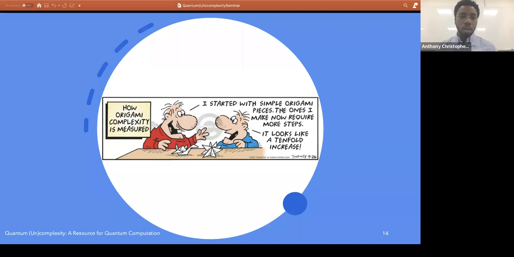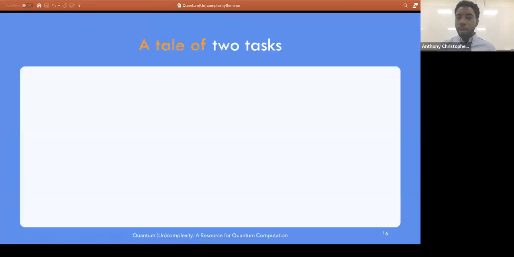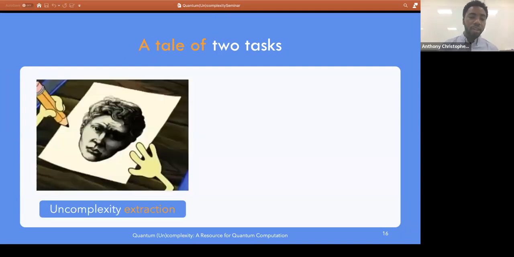Okay. So now we have defined the resource theory of uncomplexity, and we want to move on to the operational task of the theory. There are two operational tasks that we discuss in our paper. The first is uncomplexity extraction. We want to start off with some arbitrary state and extract out uncomplex qubits, so qubits close to the all 0 state.